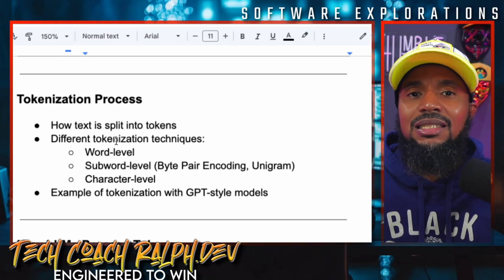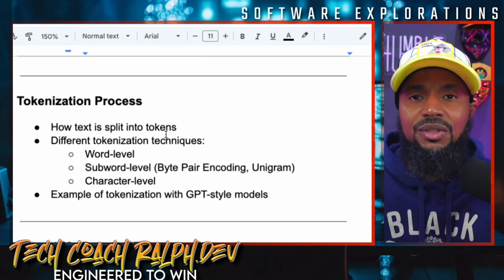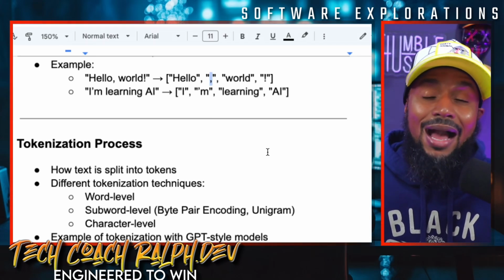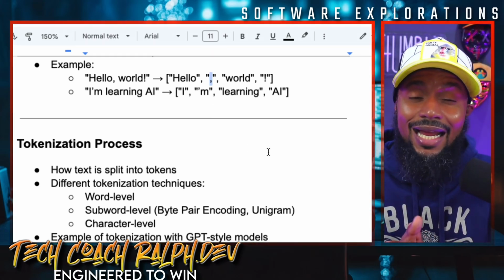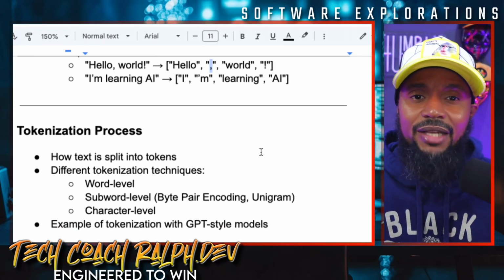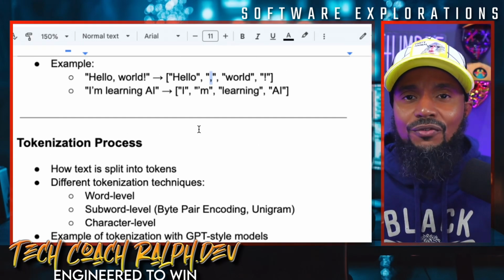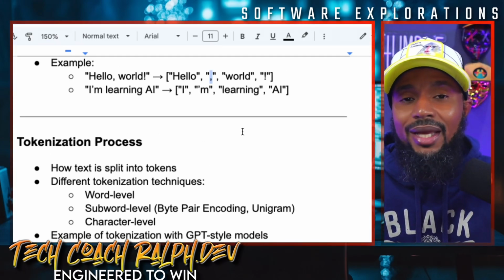So what is the tokenization process? It's how text is split into tokens. We saw in the example how this text is split into different tokens. How is it processed? How is it decided how it's broken up? We're going to find out. There are different tokenization techniques. We have the word level, as we saw, for example, learning, hello, AI.